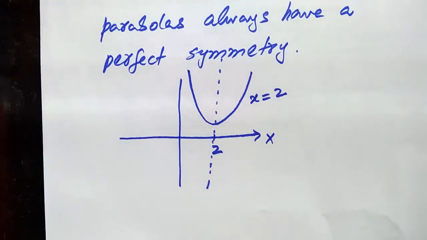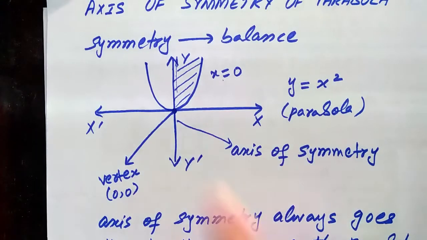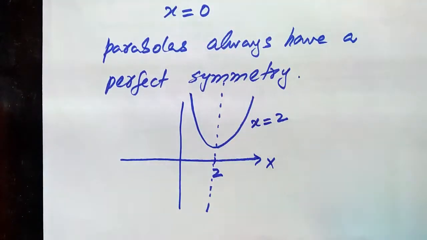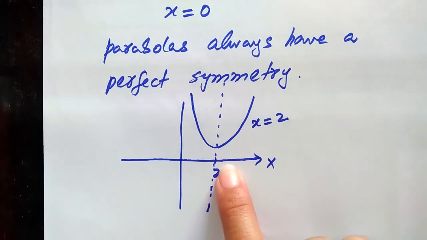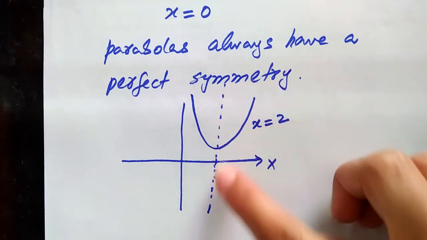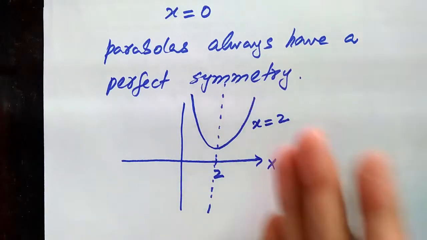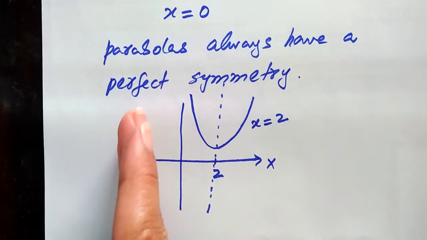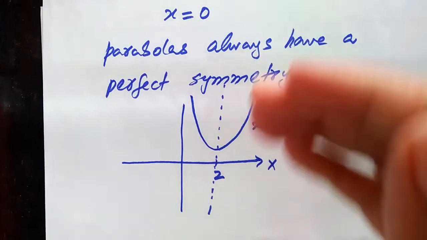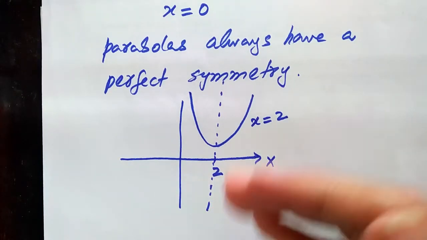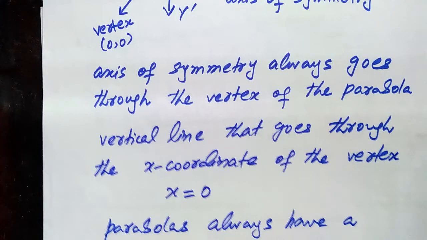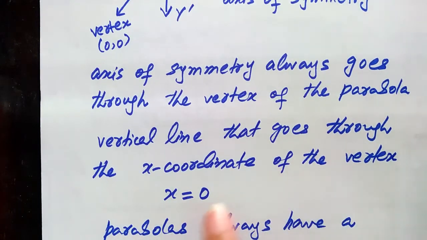So symmetry can be about this point and also about points other than the origin. Basically, the vertex indicates the axis of symmetry. That can be on the right side and that can be on the left side as well. And the parabolas that are in the upward direction or the parabolas that are in the downward direction, all parabolas have an axis of symmetry that goes through the x coordinate of the vertex.